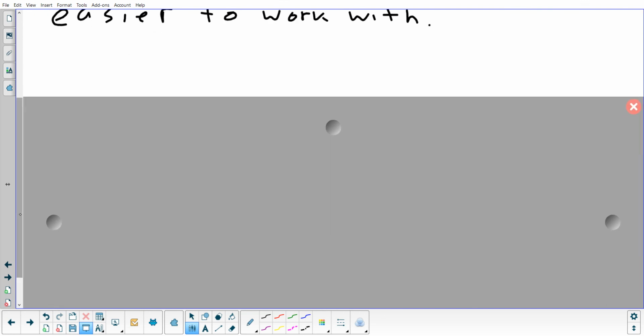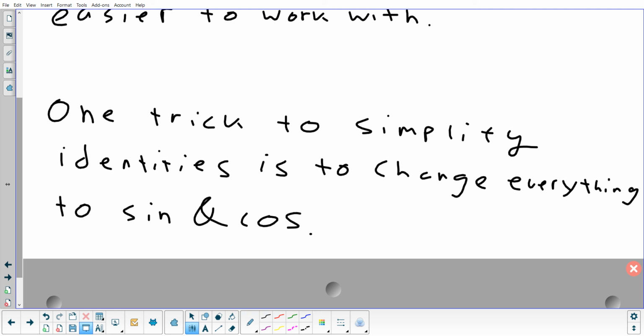So there's three basic tricks I'm going to show you to simplify identities. The first trick is to take everything in your problem and change it all to sines and cosines. Every single trig function can be rewritten with just sines and cosines. So technically you don't need tangent, cotangent, secant, or cosecant. You can do everything in trig with just sine and cosine.